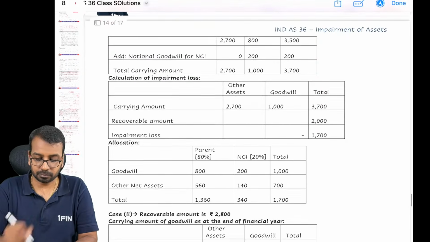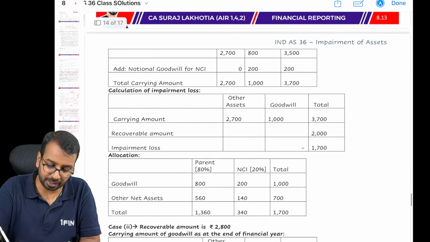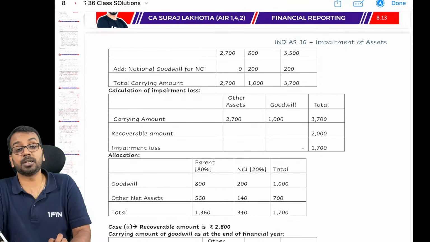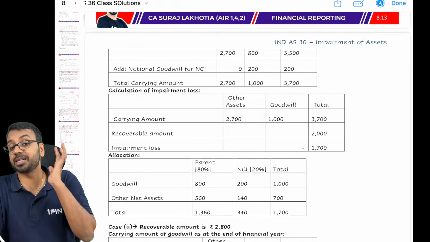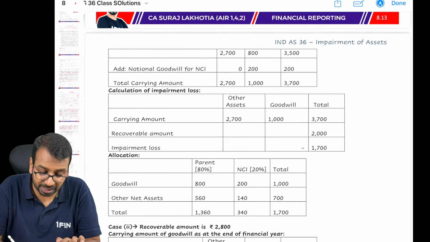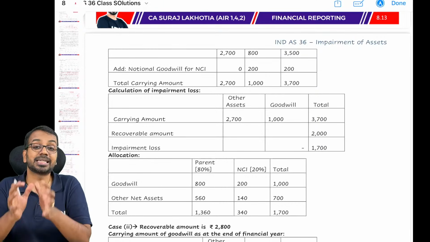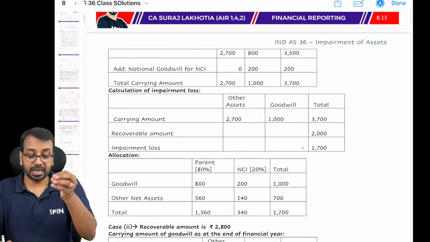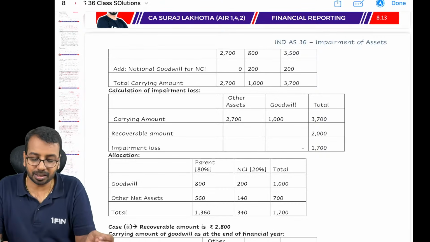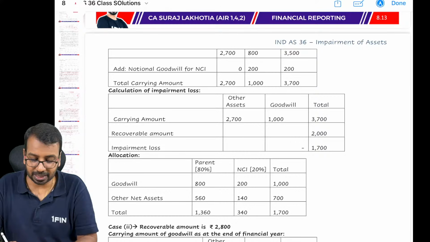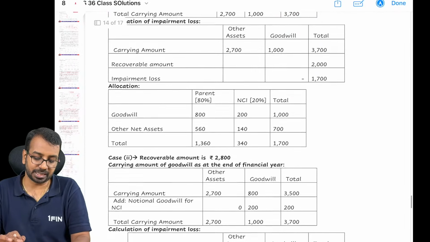Means 1,700: goodwill 1,000, other assets 700. Now goodwill is 1,000. I have recognized only 80% in the books. So I will write off only 80% in the books, that is 800. Whereas the other assets, 700, I have recognized fully. 80% will be taken by parent and 20% hit will be taken by NCI. So 560 goes to parent and 140 goes to NCI.